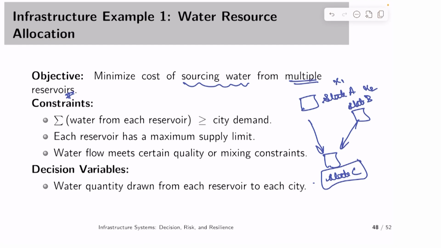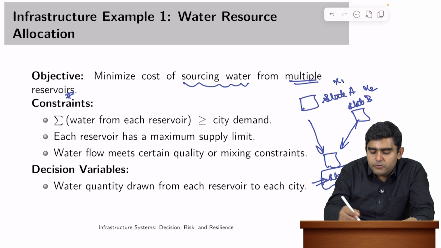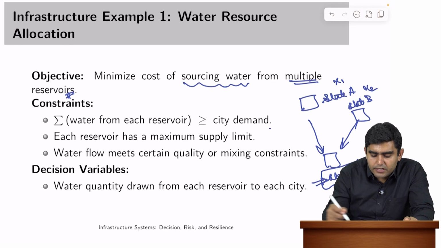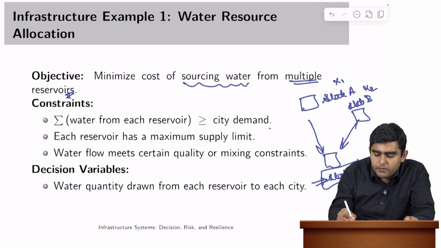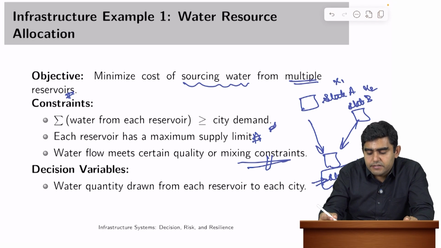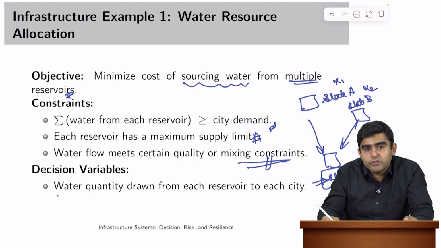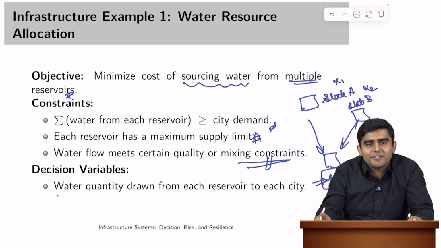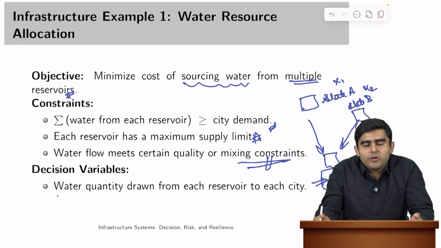But for state C or a region C, the objective would be to minimize the cost of sourcing water while ensuring that their demands are met. So, there are constraints of course that the sum total of water from each reservoir should be greater than city demand. Each reservoir also has a maximum supply limit, and water flow meets certain quality or mixing constraints, that is it is also mandatory that x1 should be greater than a certain amount or x2 should be greater than a certain amount or less than a certain amount, depending upon that if x1 water is not as high quality water as x2, you would want the resultant concentrations to be still within the tolerable limits.